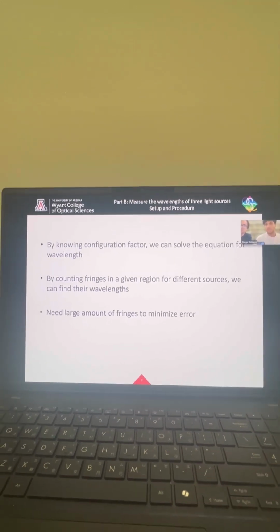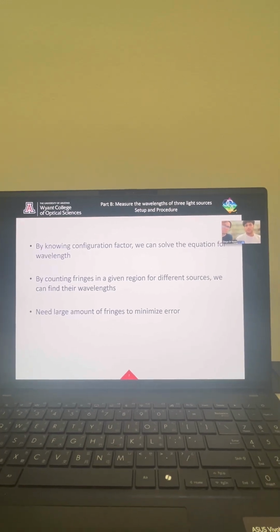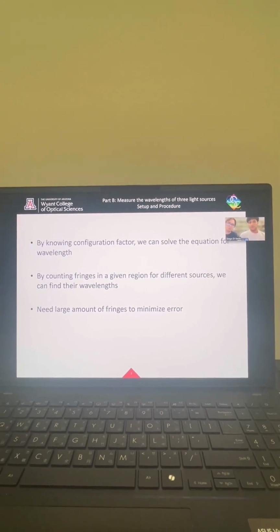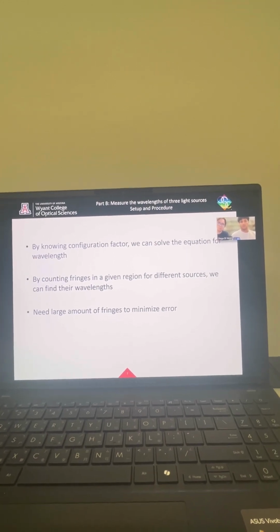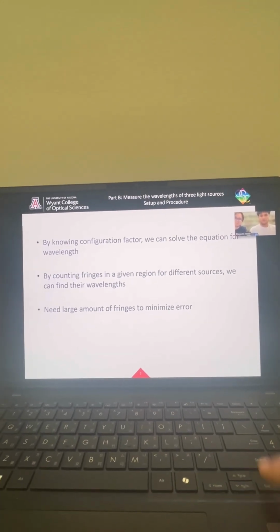So this is for Part B. By knowing the calibration factor, we can solve the equation for wavelength, and by counting fringes in the given region for different sources, we can find the wavelength. We need a large amount of fringes to minimize the error, as Tyler said before.